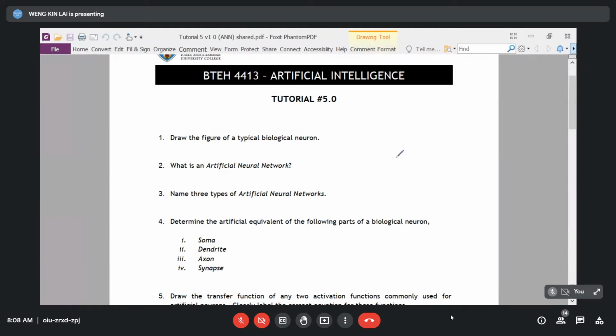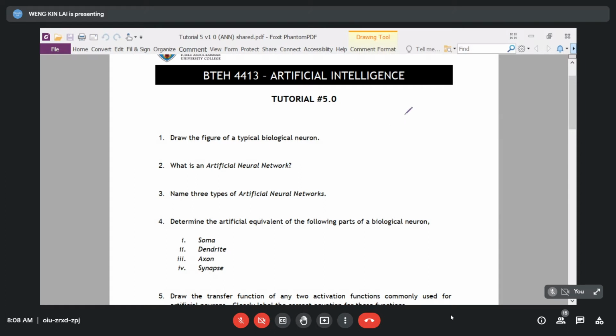Okay, right. So this one is, if you are asked to draw the figure of a typical biological neuron, this is a very straightforward question. For this tutorial, you just draw. But in the exam, if the same question comes up, you will have to do more than that, because you have to draw and then label the parts of your biological neuron. So this one we'll leave it for the time being.